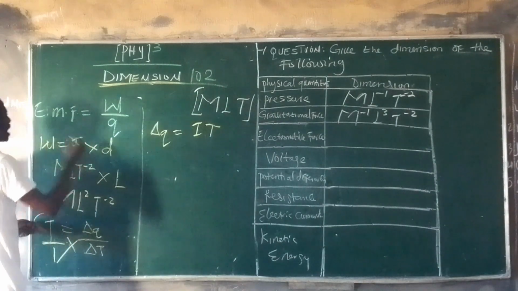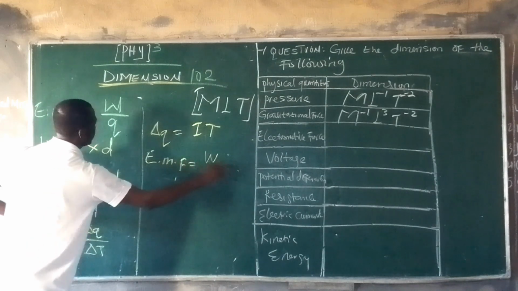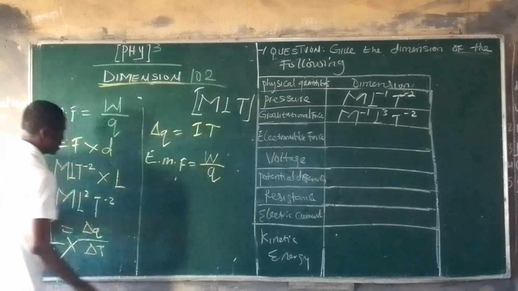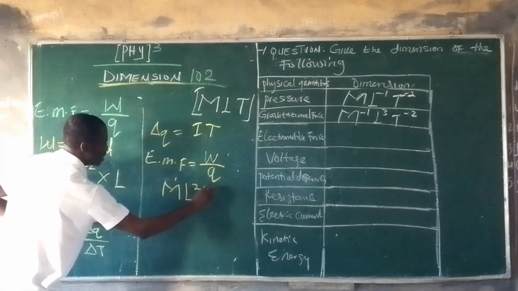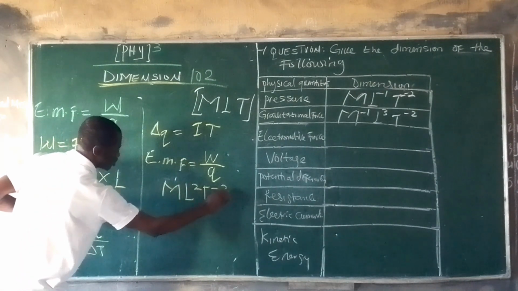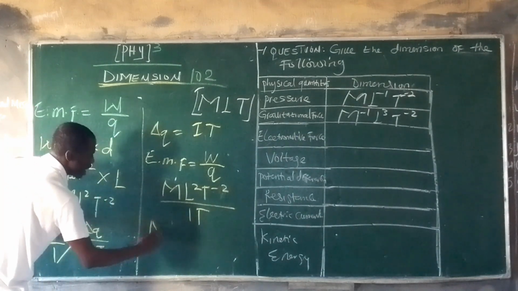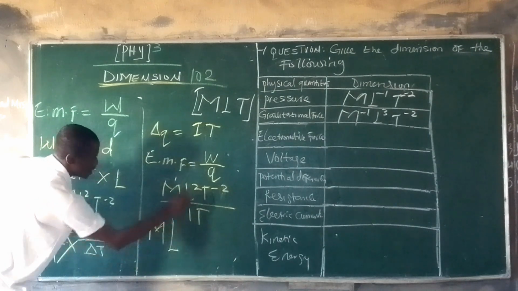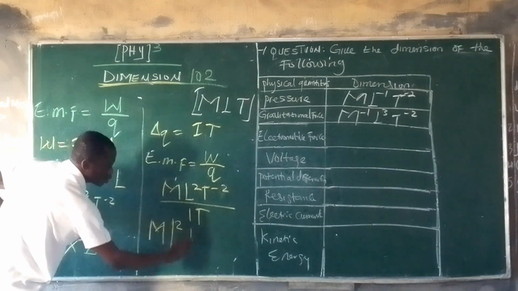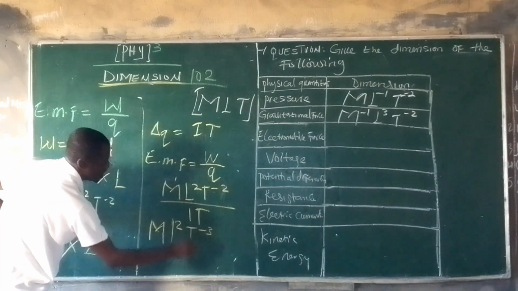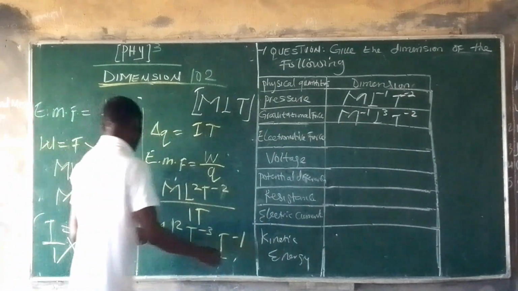And if that is the case, I'm going to bring back my formula, EMF. EMF is equal to work done over quantity of charge. And what is the work done? Work done is ML to the power of 2, T minus 2, all divided by IT. Now, if this one comes down, it becomes M, and this becomes L to the power of 2, and minus 2 minus 1. Minus 2 minus 1 is T minus 3, and then I have that I is equal to minus 1. So let's translate it here now.